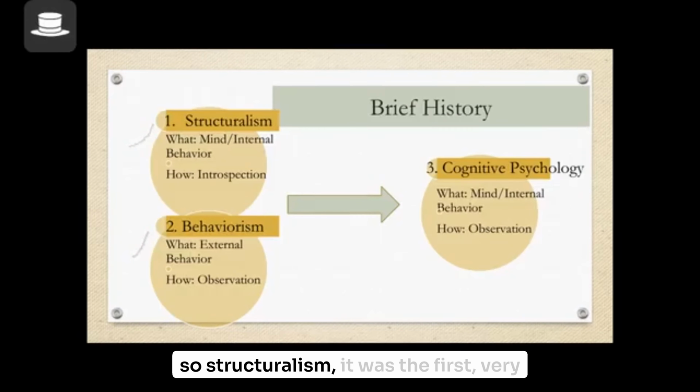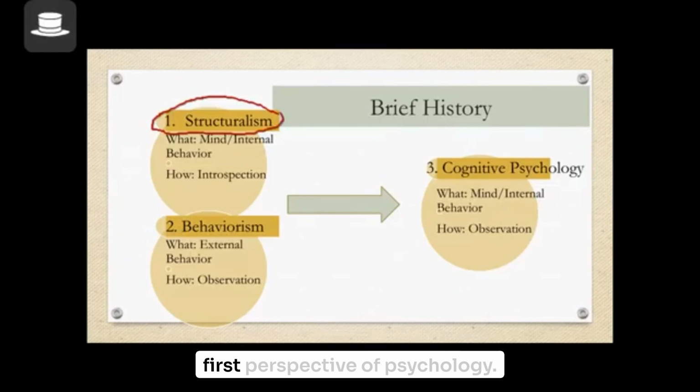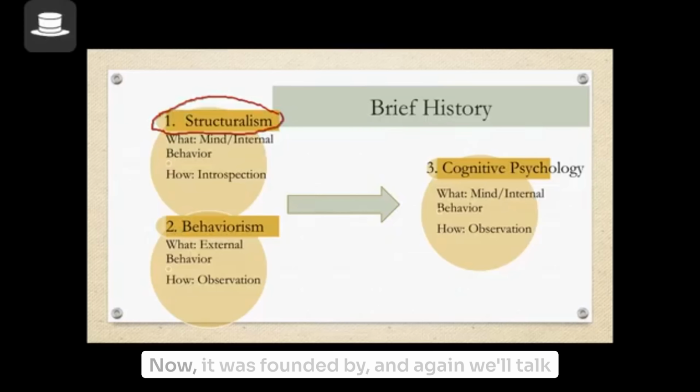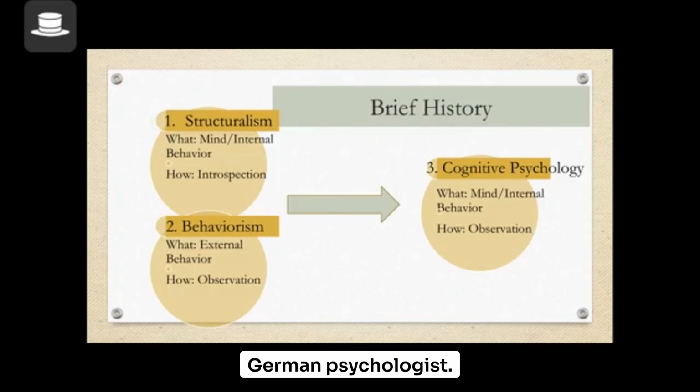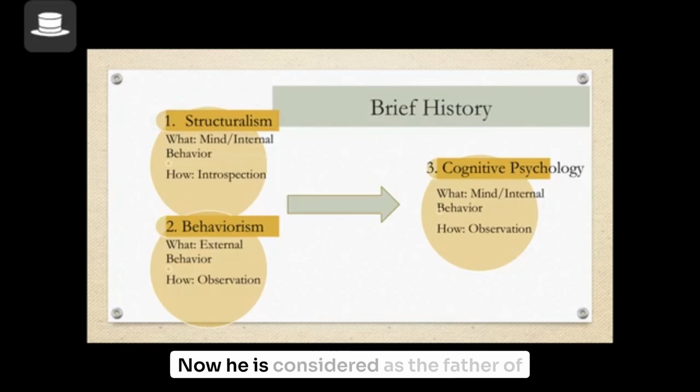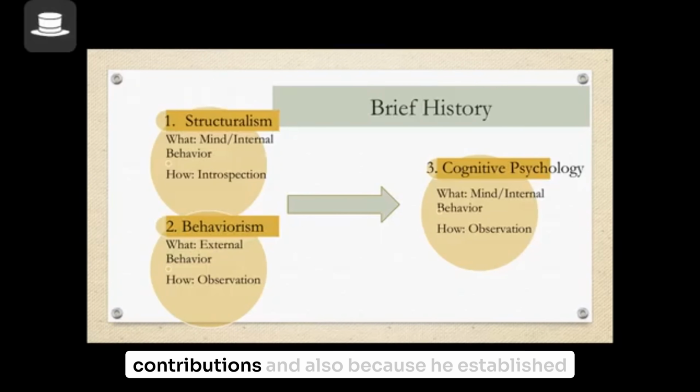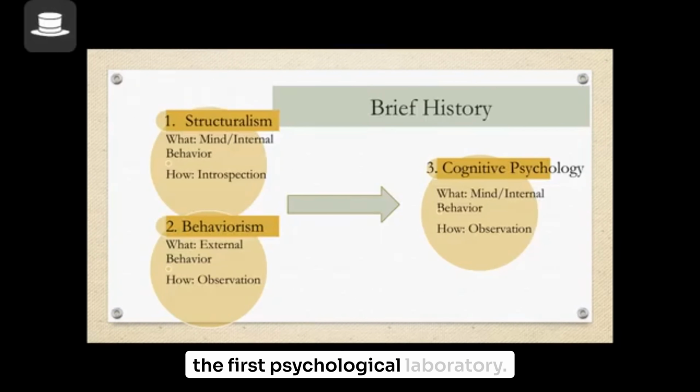So structuralism was the very first perspective of psychology. Now, it was founded by, and again, we'll talk about it in a different video, Wilhelm Wundt, a German psychologist. He is considered the father of psychology in general because of his contributions and also because he established the first psychological laboratory in Leipzig, Germany, in 1879. And that's when we assume people first started studying the human mind scientifically.